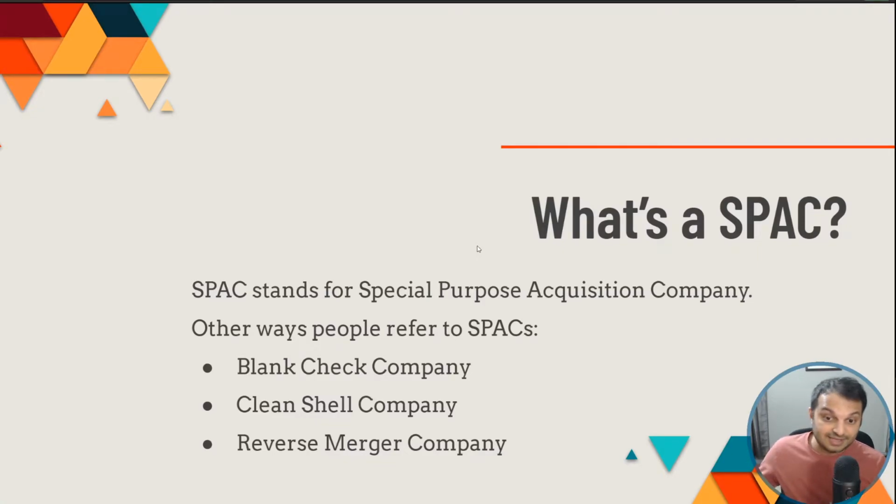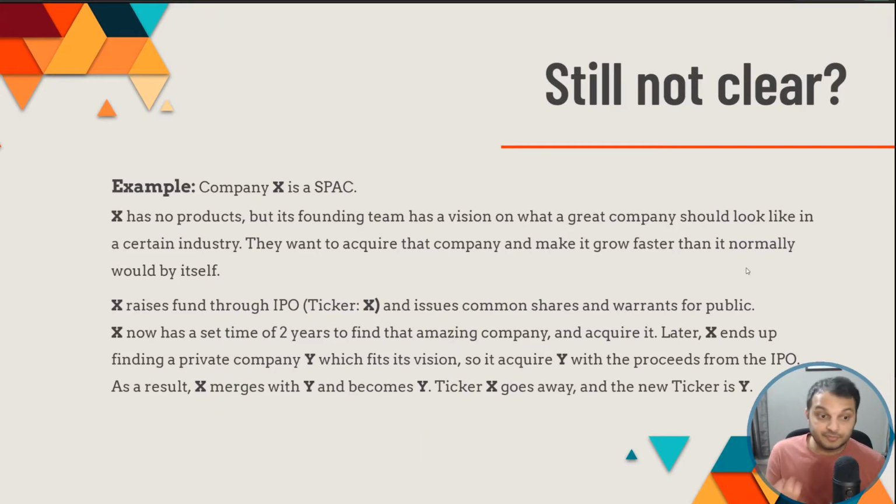Okay, so what's a SPAC? If you're new to it, obviously you want to know what that stands for. SPAC stands for Special Purpose Acquisition Company. Other ways people refer to them is blank check company. They are shell companies. Sometimes they're also referred to as reverse merger company. So feel free to go to this example to figure out how a SPAC deal works. I'm just going to give you another example in this video.